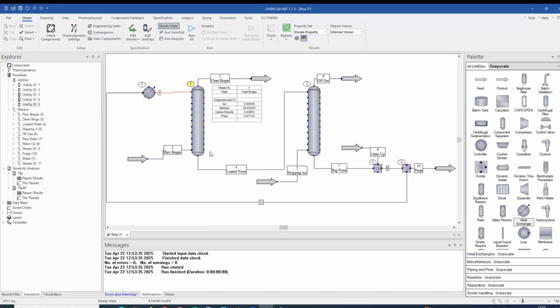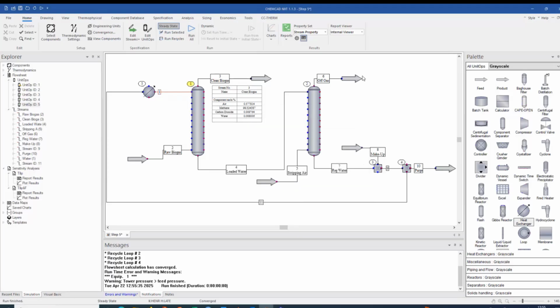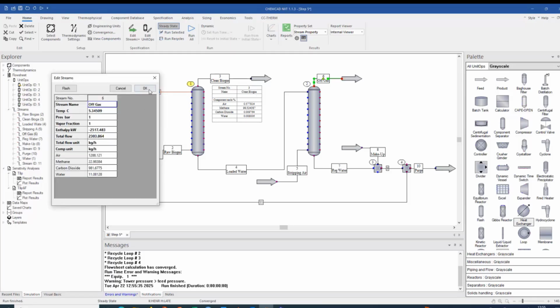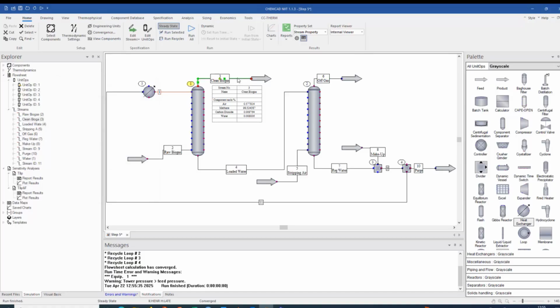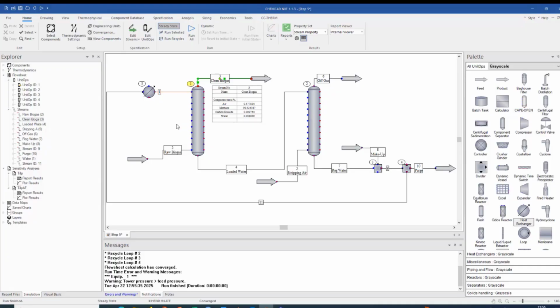Now we have a process with a closed recycle. And we can run our entire flow sheet. And we see after 4 iterations, the simulation has converged. And we have now a closed loop, closed cycle process where we remove our carbon dioxide here and we produce a clean biogas with 99% of biomethane.